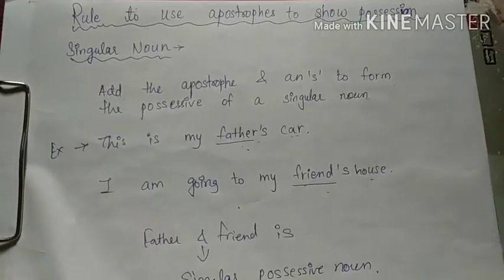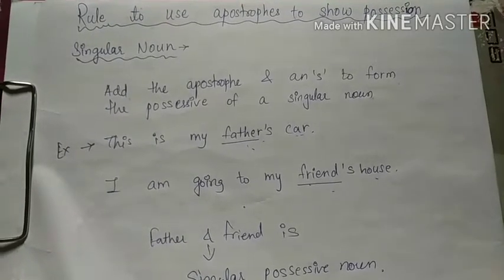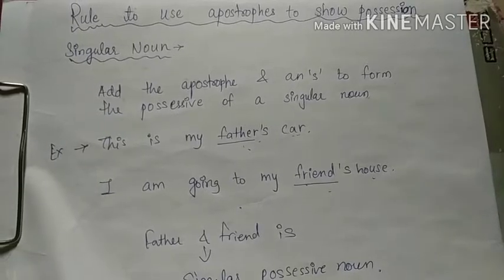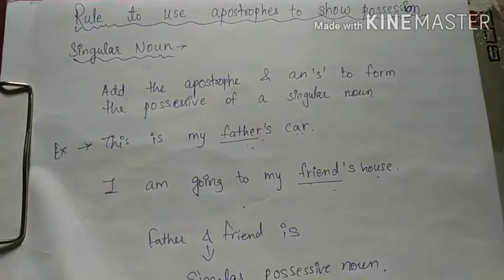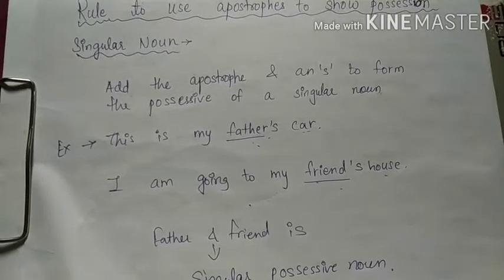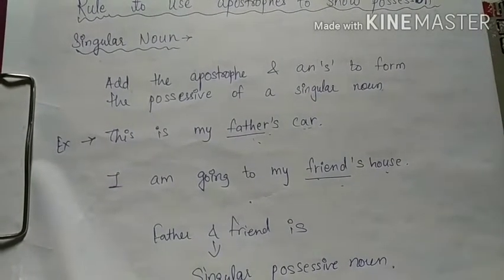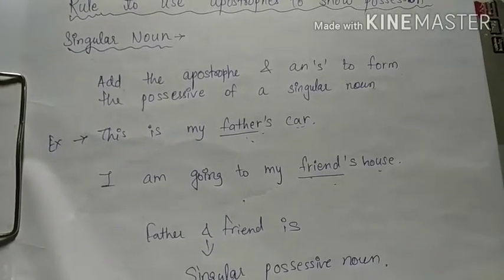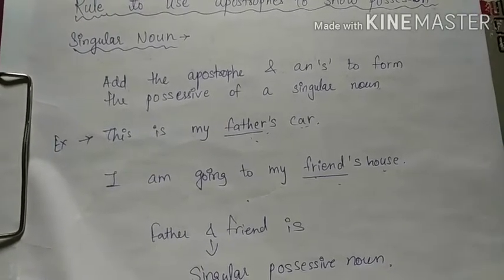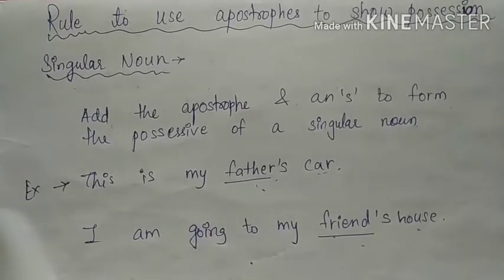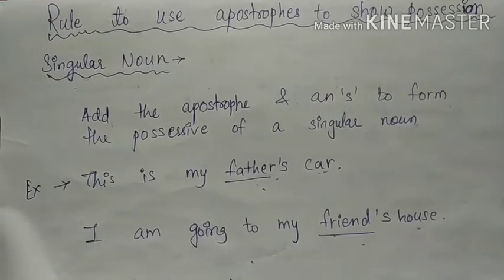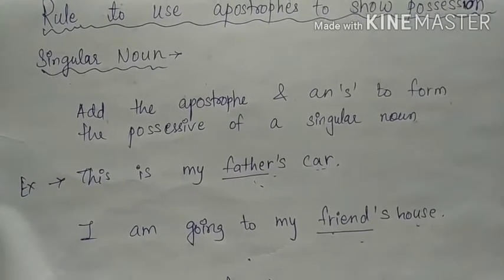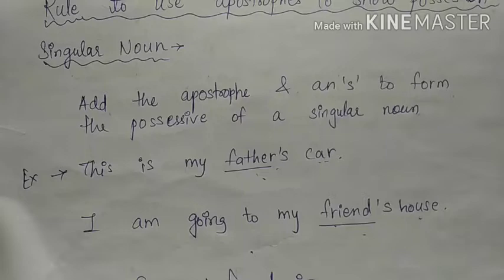Now let us see the rules to use apostrophe. The first is the rule to use apostrophe to show position in singular nouns. Singular noun और plural nouns तो आपको पता ही है. Singular means only one and plural means more than one. So we are going to see both the rules. Singular noun rules to use apostrophe to show position and plural noun rules to use apostrophe to show position. So first let us see singular noun rules.